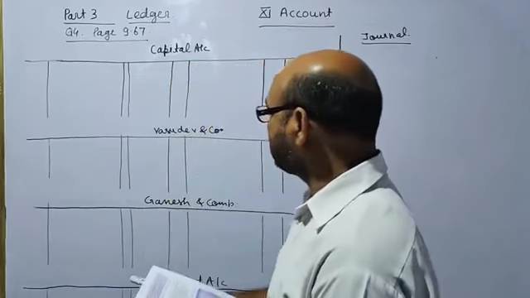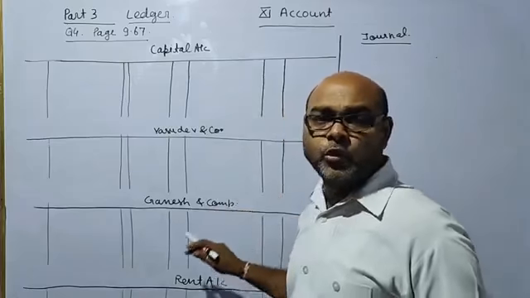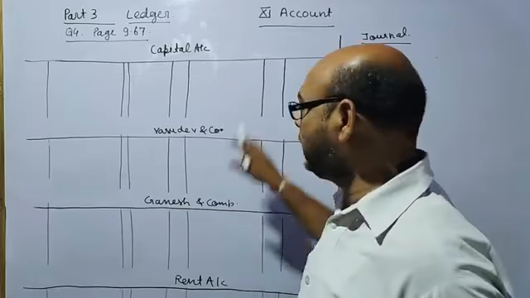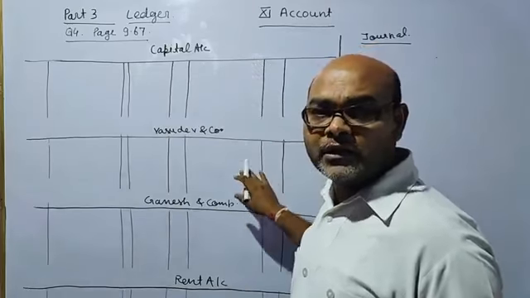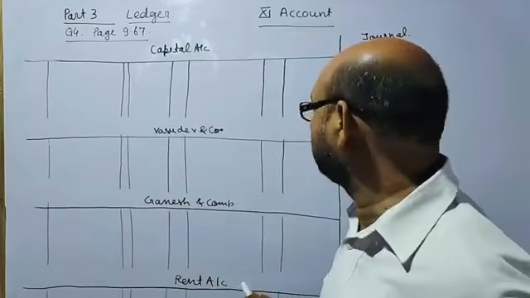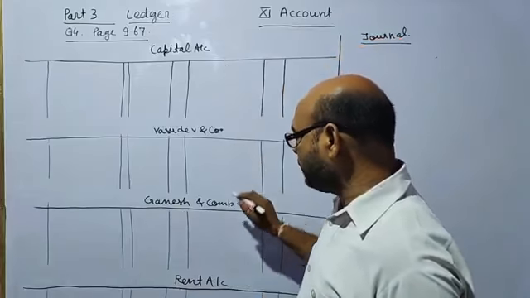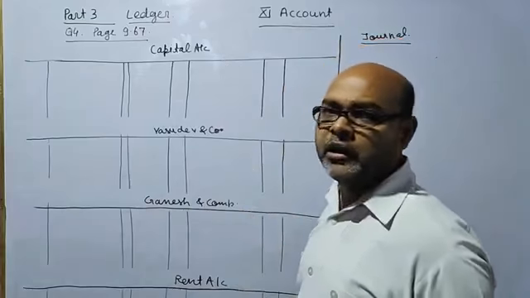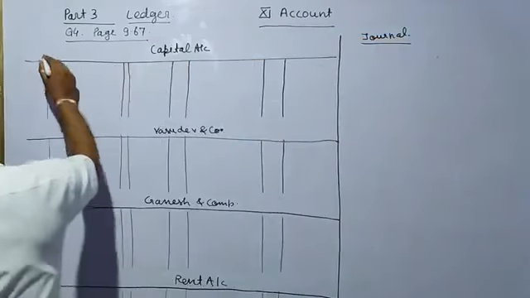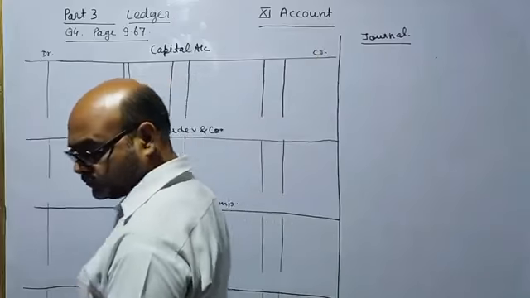Now I have selected only 4 ledgers because I have no sufficient time in one video. That is the reason I have taken selective ledger accounts, but you have to open all the accounts. I have taken here capital account, Vasudev and company, Ganesh and company, and rent account. You know, in every ledger, the left hand side is the debit and the right hand side is the credit.